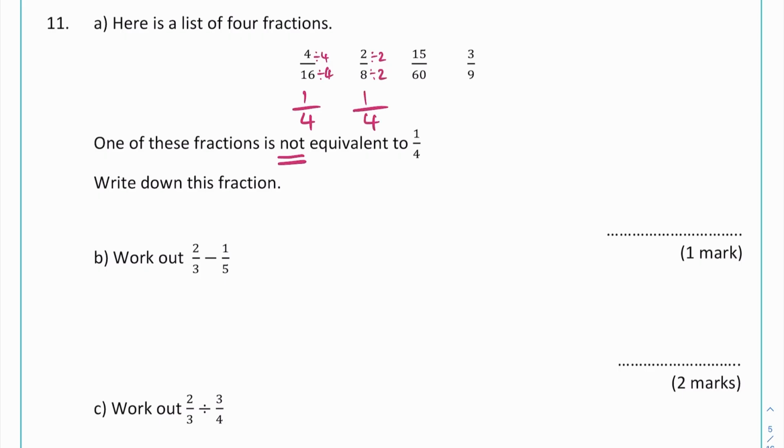Okay, we're getting there. This one, if we divide the top and bottom by, it's not actually, I've just spotted, if you divide by 15, I was going to divide by 5, but if we divide by 15, again we get 1 over 4. So it's definitely going to be this last one. If we divide those, we can only divide by 3, and you get 1 over 3. So the fraction that's not equivalent to 1/4 is 3 over 9.